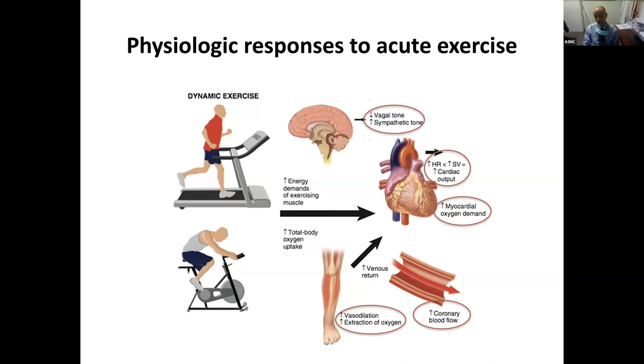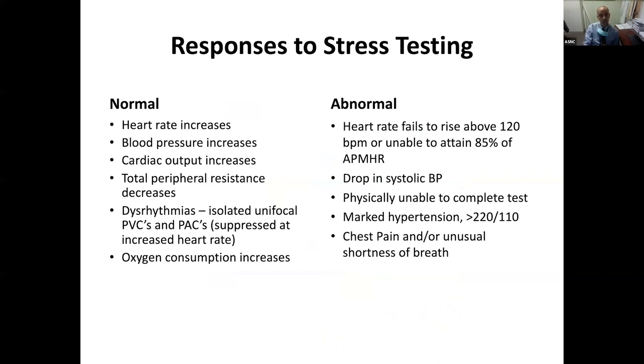Peripherally and centrally also, you will see increase in blood flow both in the coronaries and in the peripheral arteries to help with the increased extraction of oxygen. And so with stress testing, you will see some responses. Some might be normal and some might be abnormal. On the left-hand side of the screen, I've listed the normal and expected responses that you might see. So the heart rate and the blood pressure will increase, and eventually your cardiac output will increase with that.